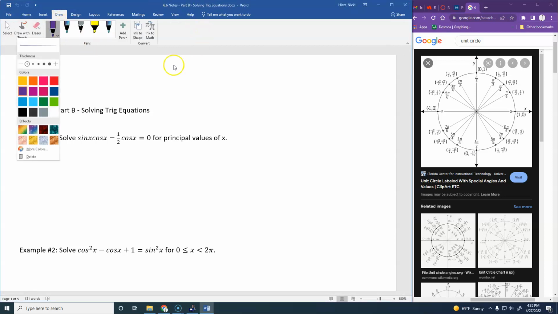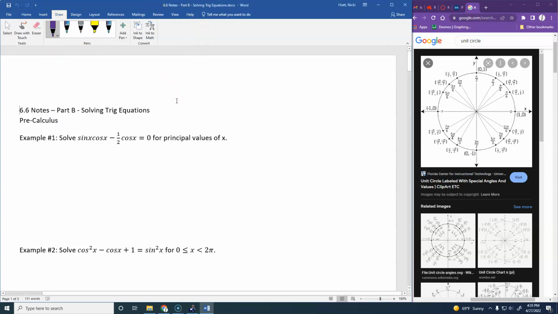In this section, we will be looking at solving some more trig equations. So this is going to be similar to what we were doing yesterday. We're just going to look at some new strategies. For this first example, we've got sine x cosine x minus 1/2 cosine x equals 0. We're solving this for principal values.